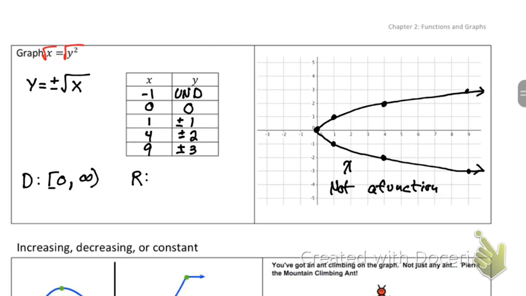And what would our range be, even though it's not a function? What would our range be if I asked for the range of this graph? How low to how high does this graph go?